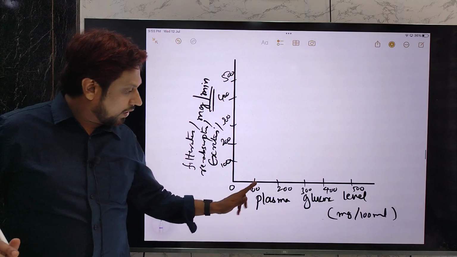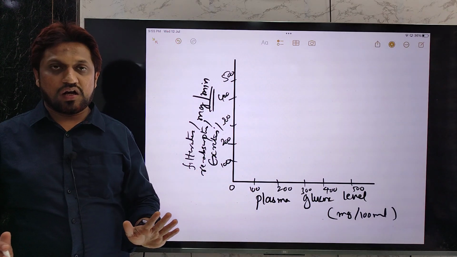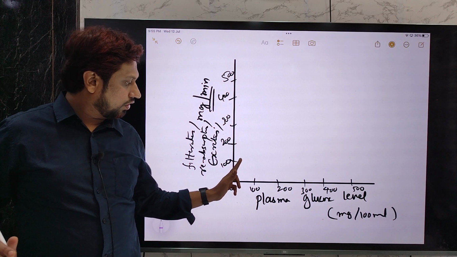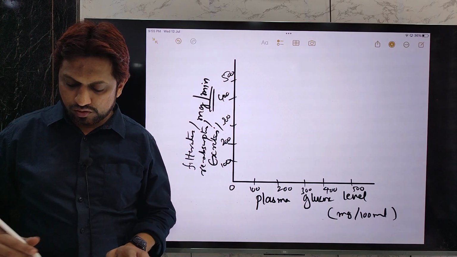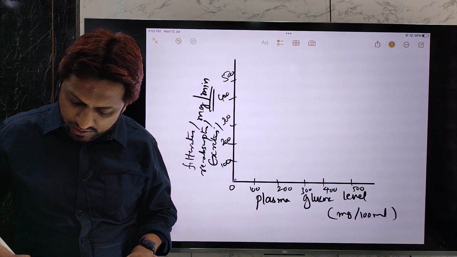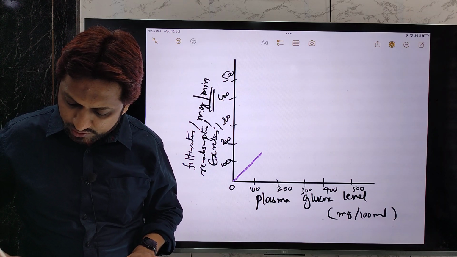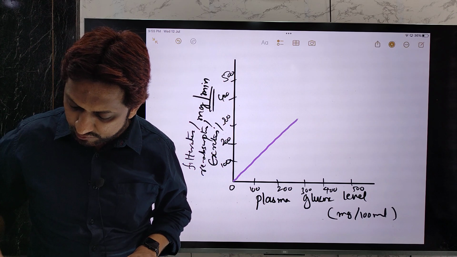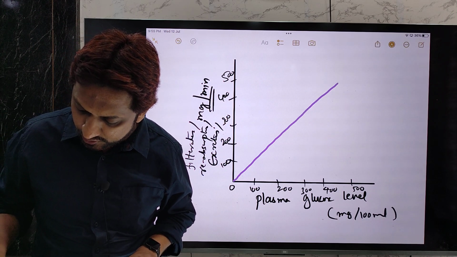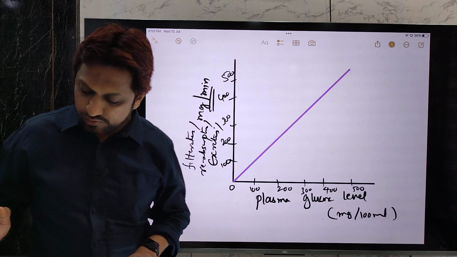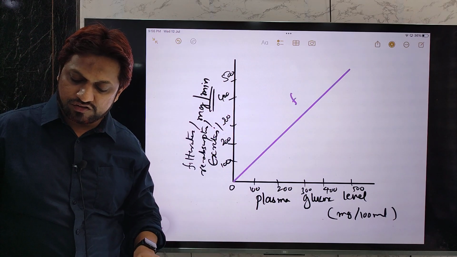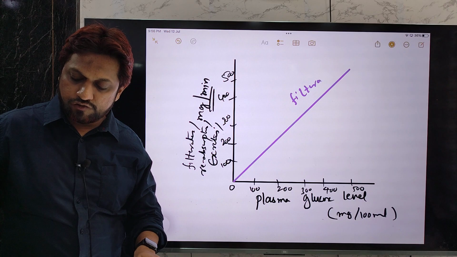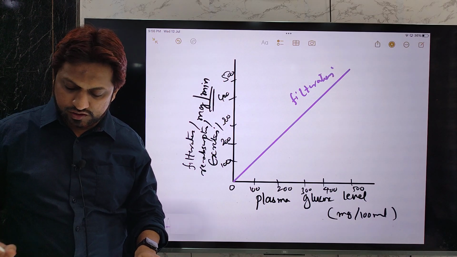See, if the blood glucose level is 100 milligram, then the filtration, at the level of the glomerulus, will be 100 milligram. If it is 200 milligram, again it is 200 milligram. If it is 300, 400, 500, the same. So it has a linear relationship. This is the graph for filtration. Okay, what is this filtration?